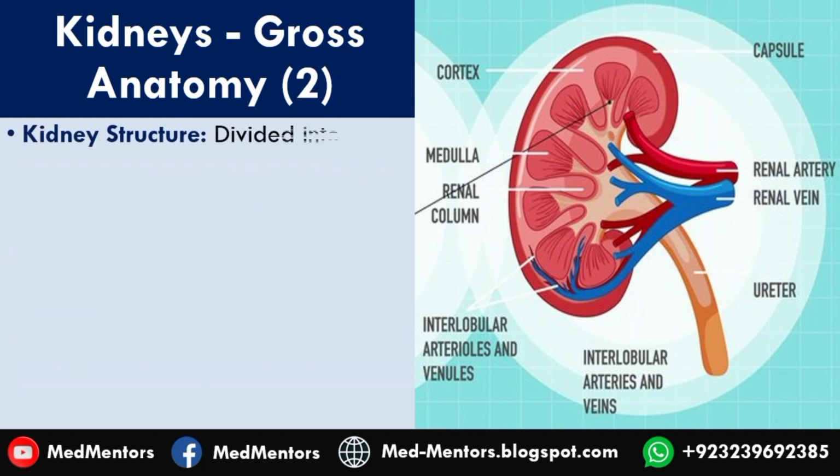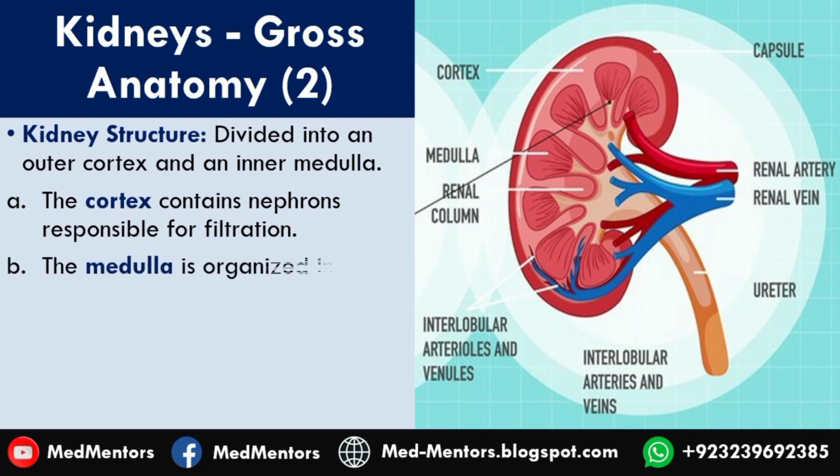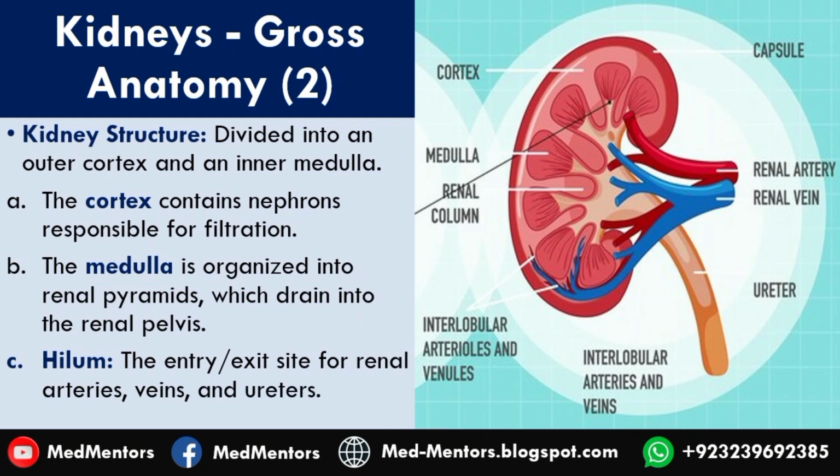Kidney structure. Kidney structure includes number one, renal cortex. The outer layer contains nephrons, responsible for filtration, and renal medulla. The inner region is organized into renal pyramids that drain into the renal pelvis and hilum. This is the entry and exit site for renal arteries, veins, and ureters.